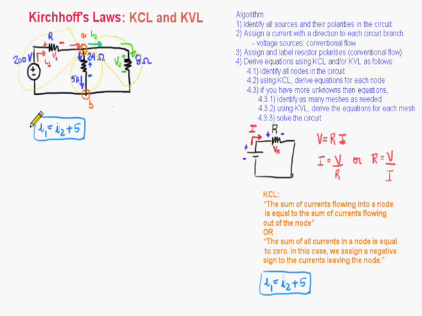And here I can see that I have 2 unknowns, I1 and I2. And I need at least one more equation so I can solve this problem. Here it says if you have more unknowns, the equations go to the next step, which is 4.3.1. Identify as many meshes as needed. So let's start to identify some meshes in this circuit.